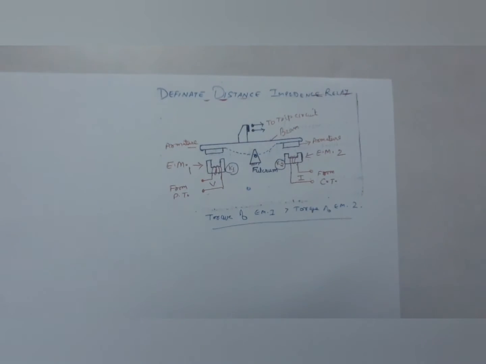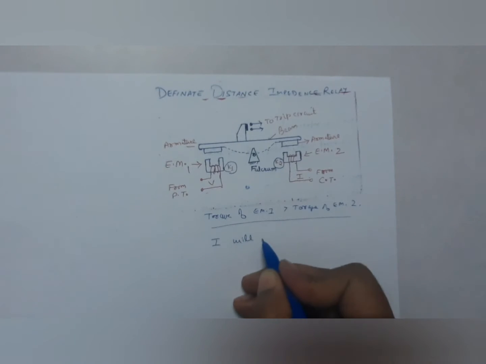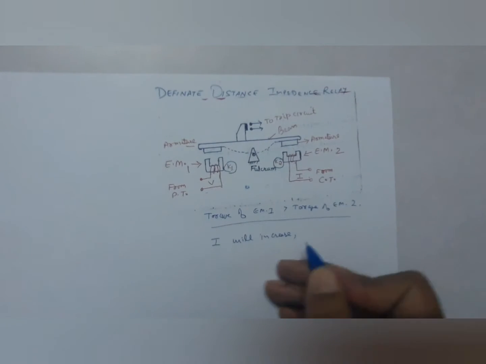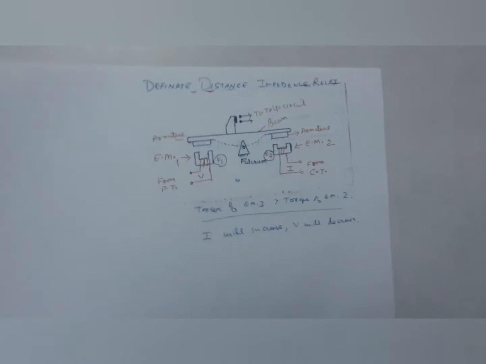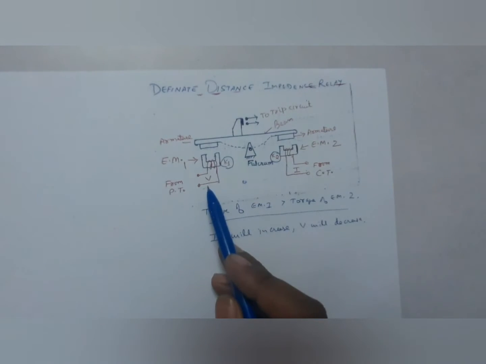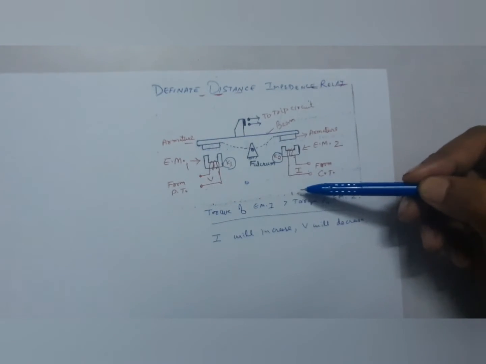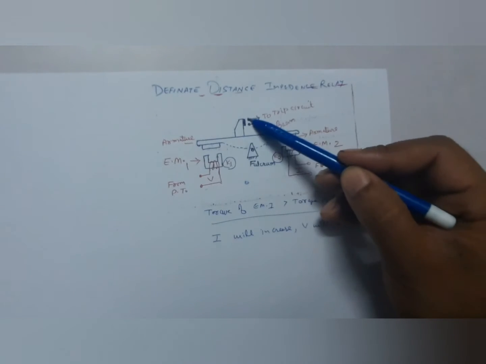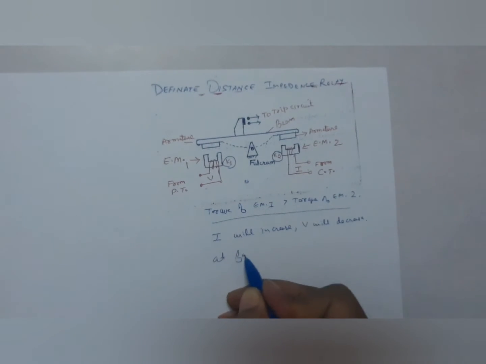So in case when the fault occurs, what will happen? Current will increase, and consequently voltage will decrease. So when the current increases, the pull by EM2 will increase, and the pull by EM1 will decrease. So once this pull is increased, the torque which is pulling this down is increased, and the moving contact will short the fixed contact.